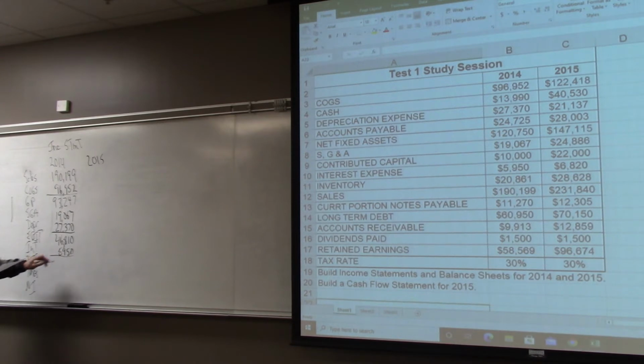Okay, so we subtract interest expense from that. No, it's 40,860. Yeah, 40,860, right? Okay, subtract interest expense from EBIT, and we get pre-tax income. Our tax rate is 30%. So we're going to multiply 40,860 by 0.3. It is 12,258. Okay, that's our taxes. Subtract our taxes from our pre-tax income.